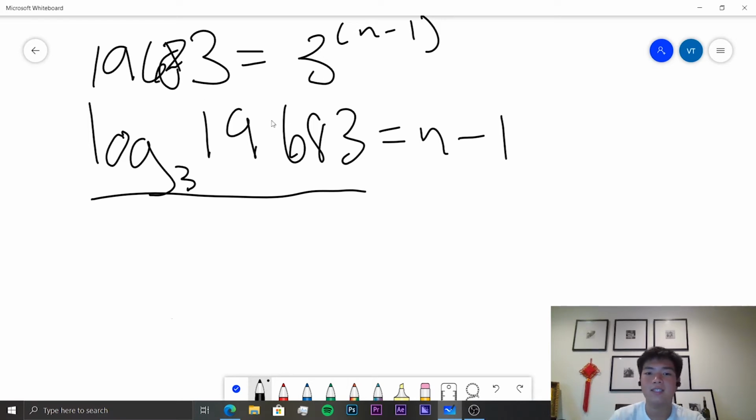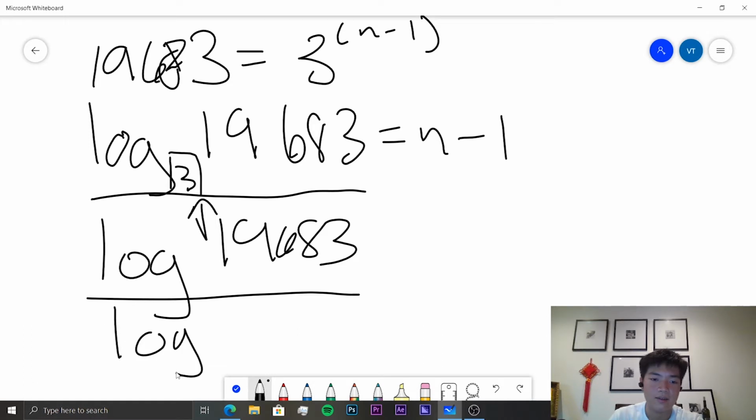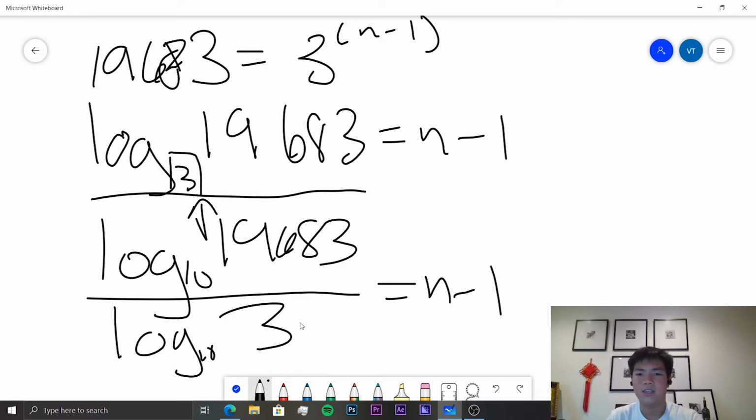Now, if your calculator doesn't have this function where you can actually specify the base, it just says log. What you can do is simply type log 19,683 divided by log 3. The calculator assumes you're working in base 10, and we'll get onto log tricks a little bit later, but just know that this is a handy trick for logs if your calculator is bad like mine.